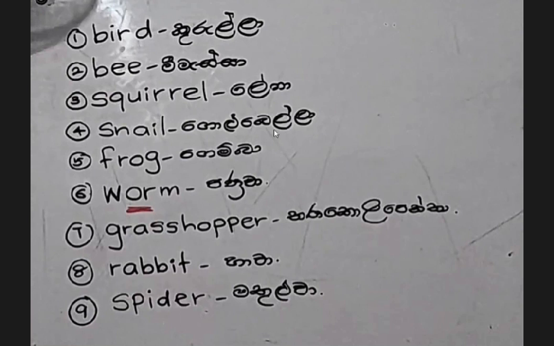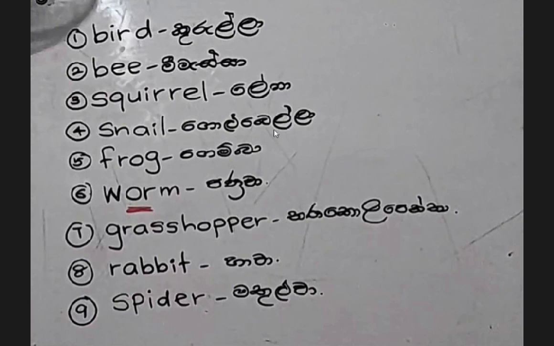Number 7. Grass. Hopper. Number 8. Snail. Snail is written two times, isn't that so, my dear? And the 8th word should be rabbit, not snake. The word should be changed into rabbit.